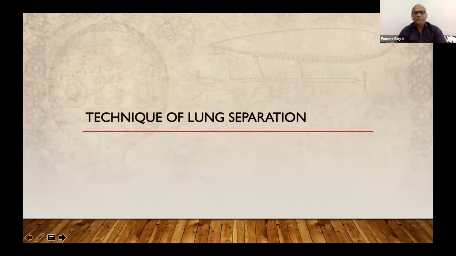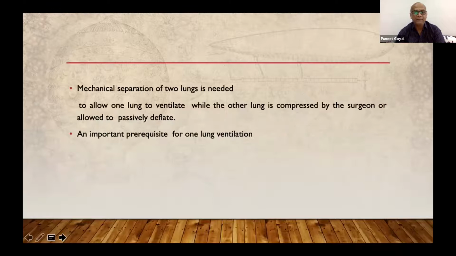Then comes the various techniques. This is the most important aspect of one lung ventilation, because if you are not familiar with the techniques and the gadgets, you will not be able to achieve one lung ventilation. Mechanical separation of the two lungs is needed to allow one lung to ventilate, while the other lung is being compressed by the surgeon and allowed to passively deflate to perform the surgery. This is an important prerequisite.